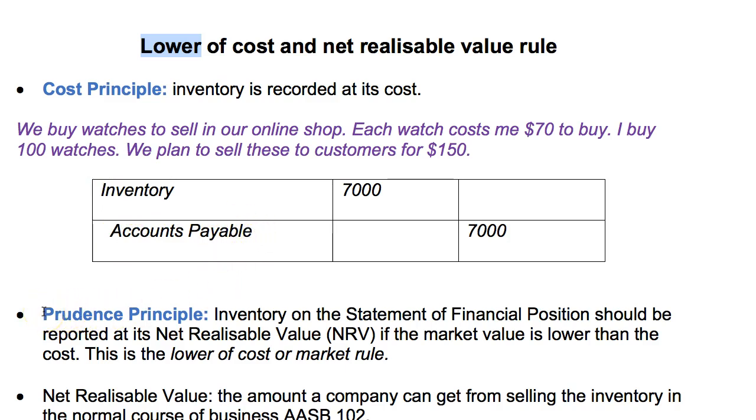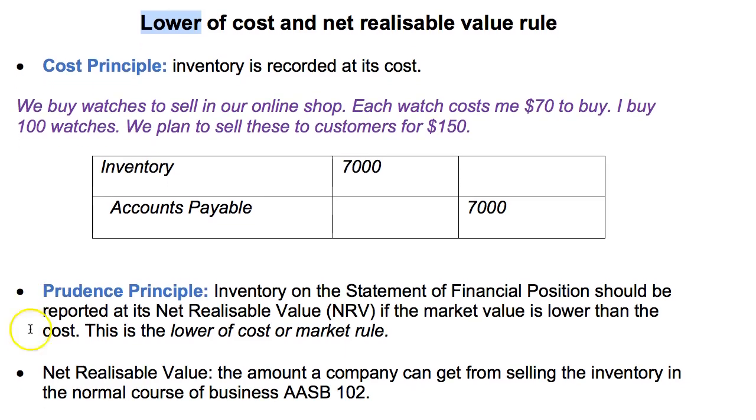Now, our prudence principle is the basis for this rule. The prudence principle means that inventory on the statement of financial position should be reported at its net realisable value if this value is lower than the cost. So whichever value is the lowest, the cost or the net realisable value, that's what you need to show on your balance sheet. So what is the net realisable value?